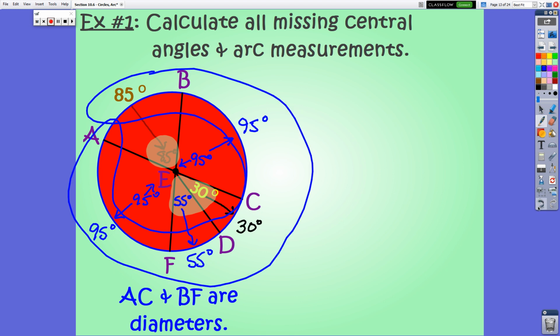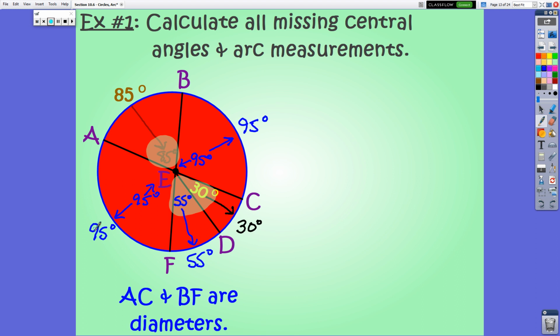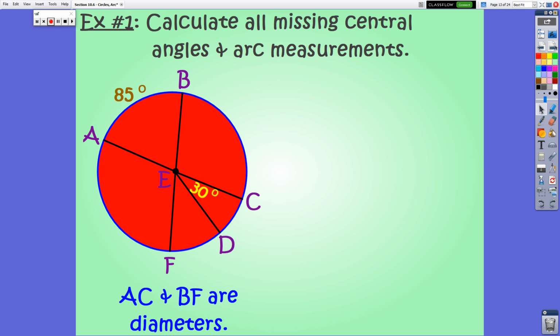And again, if I add up 85, 95, 30, 55, and 95, I'll get 360 degrees going around the outside of the circle. And if I add up the same angles around the center of the circle, I get 360 degrees. So whatever you see going on in the middle, around the center, should match up with what's going on out here on the outside.